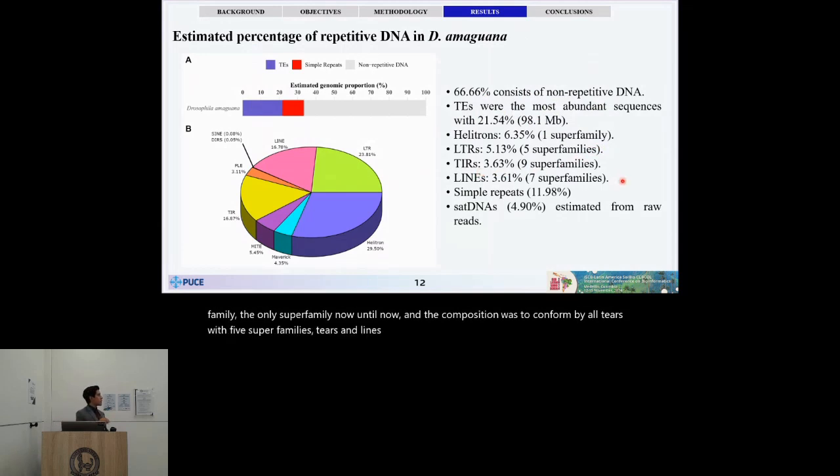We are also currently doing some extra analysis to try to include in this estimated repetitive DNA content the simple repeats, and even to estimate the value of the satellite DNA. For example, the preliminary results that we obtained show that the simple repeats correspond to 12% of the total genome, while the satellite DNA estimated from raw reads using RepeatExplorer was nearly 5%.